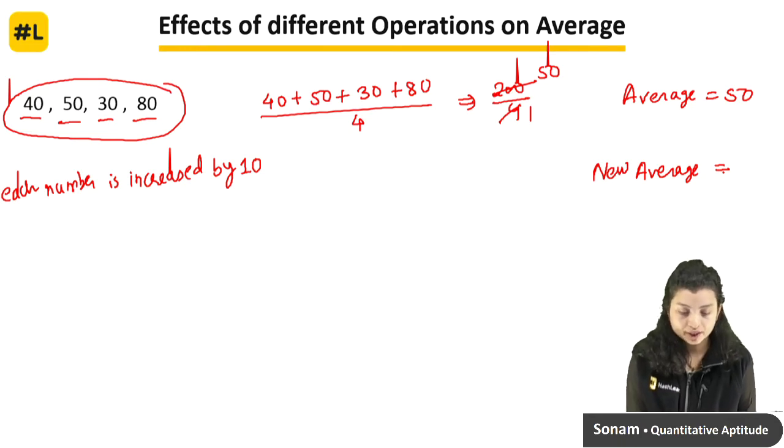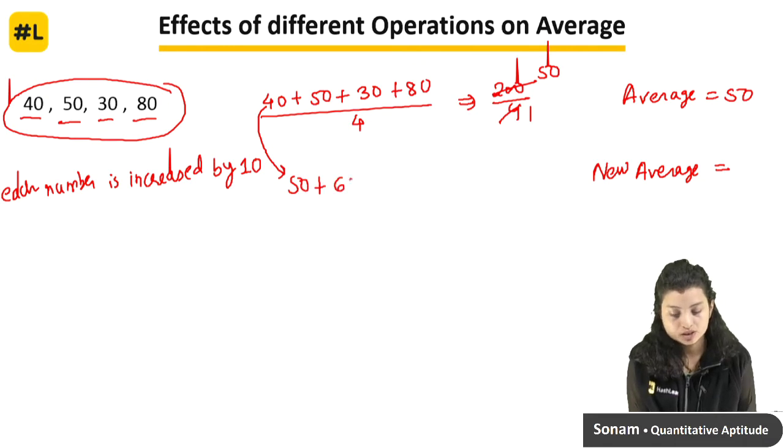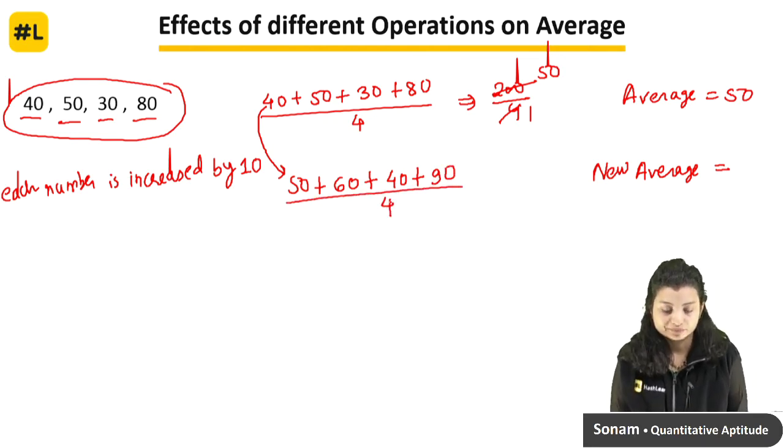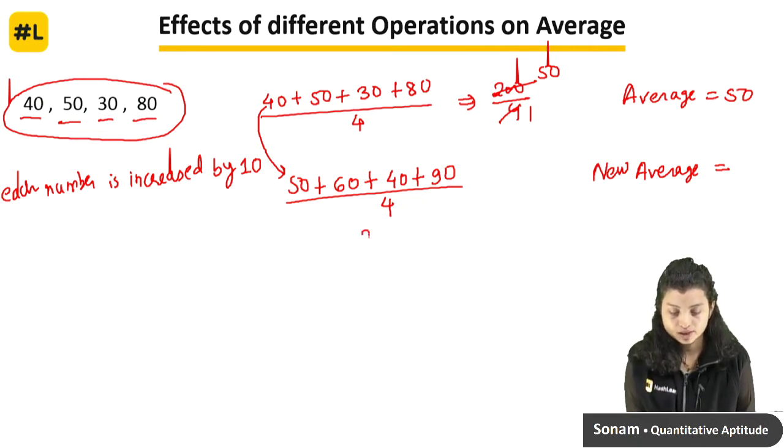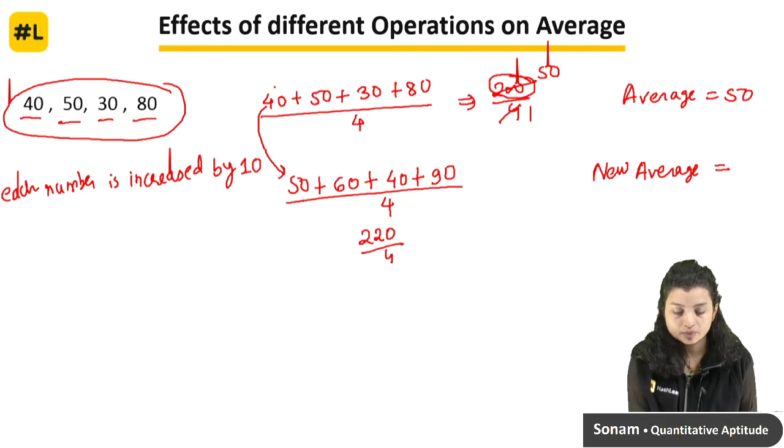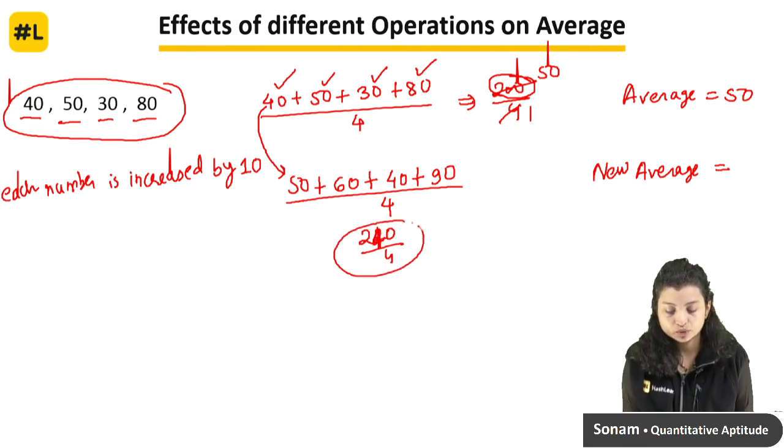So one way is, what will I do? I will increase each number. So 40 will become 50, 50 will become 60, 30 will become 40, and 80 will become 90, and then divided by 4. Okay, so I have to add them and now solve it. So what will be my sum now? My sum will become 220. Even if I don't do it like this, I can do it directly over here. What was the sum earlier? 200. And because 10 is increased in each number, so another 40 you will get, correct? Another 40. So your sum will become 240 by 4, right? So your new average will become 60.